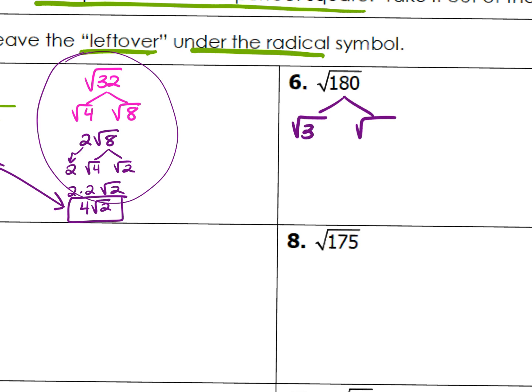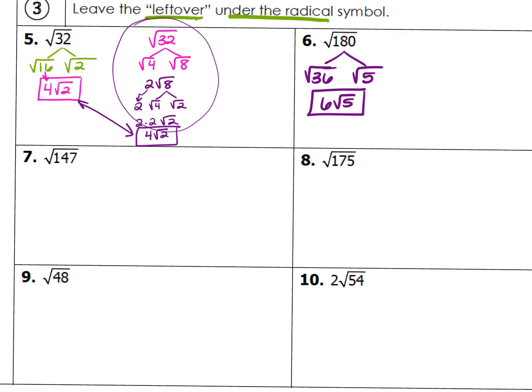Maybe you want to get your calculator out and plug and chug a little with me here. 36 times what gets you 180? 5. Okay, so you have the square root of 36 times the square root of 5. What does that simplify to? 6 rad 5. Okay, I want you to try 7 and 9 right now, and I will come see how it's going. Give those a go. Get your calculator out so you can try it out.